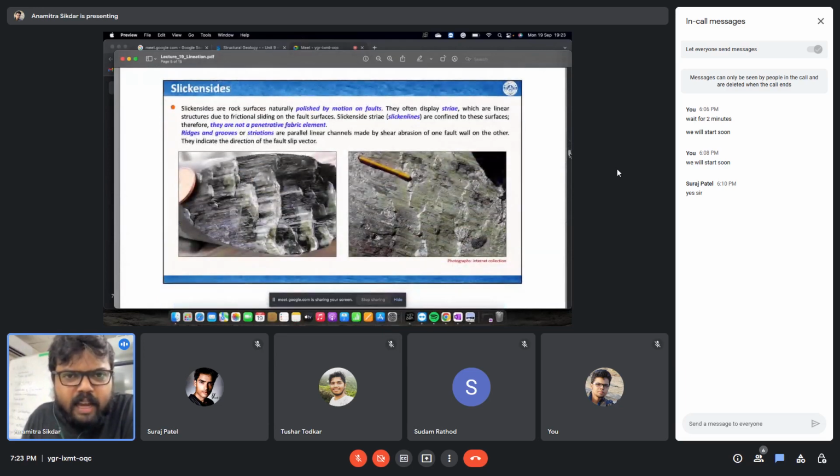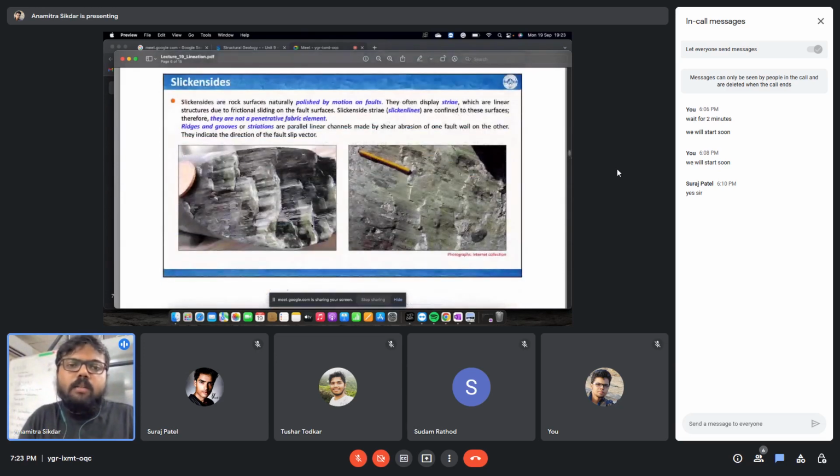These slickenlines are non-penetrative. They are basically surface features, right? One portion of rock is moving over the other, so it produces some kind of instability at that contact. So the surface gets scratched or waved, and that produces this kind of lineation. Those are not penetrative lineations, so if you made a thin section here, you won't see those lineations. They are only present on the surface.